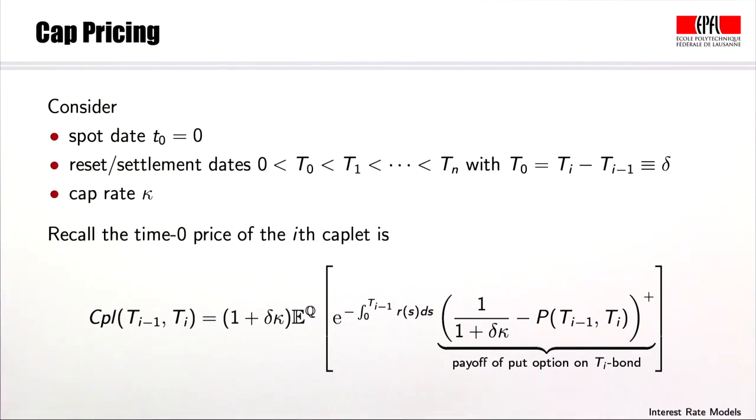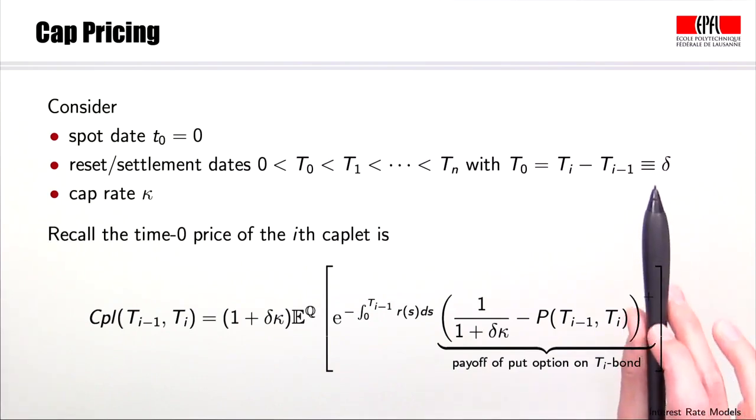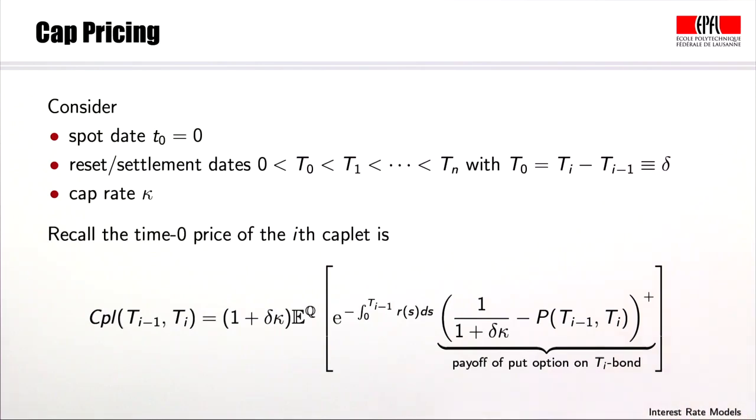We consider a spot date T0 that we set to 0 for simplicity. We then consider a sequence of reset and settlement dates T0, T1 up to Tn and assume that they are all equidistant with difference given by delta. We are also given a cap rate kappa.